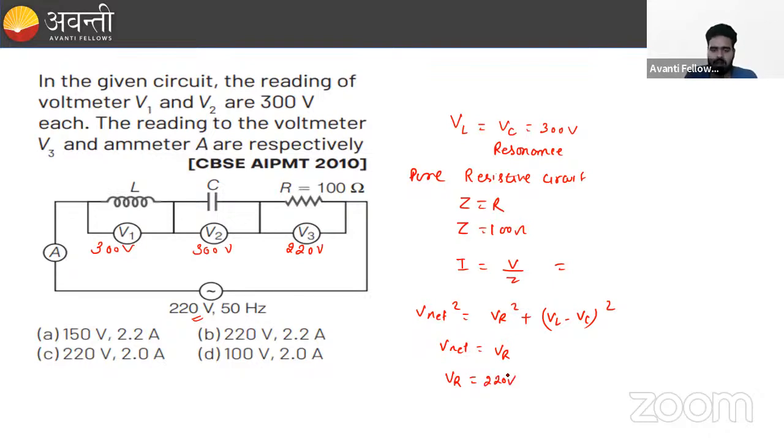If we have this value, we can easily find the current. What is the value of current? 220 divided by Z, which we know is 100, so this value becomes 2.2 ampere. So that is the reading of the ammeter. Our correct answer is option B, and that is again a very good problem, right? In this manner we can approach it.